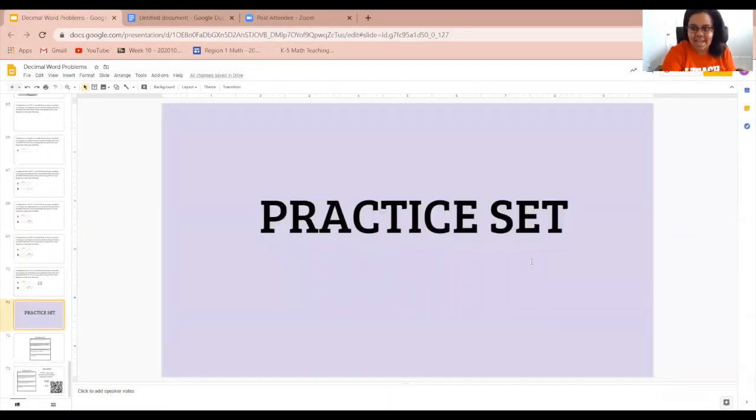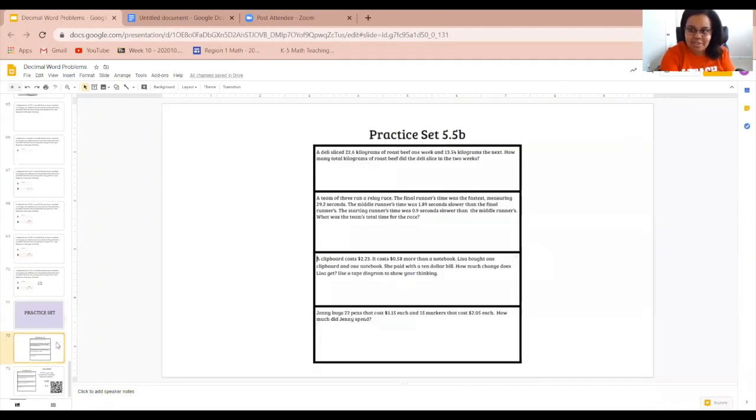So that brings us to our practice set. Your practice set today, I've pulled 4 problems for each of you to practice with. One of them, you'll notice, is the problem we just started together. A clipboard costs $2.23. It costs 58 cents more than a notebook. And we just determined together that a notebook costs $1.65. So, knowing that, if Lisa bought one clipboard and one notebook, and she paid with a $10 bill, can you figure out how much change Lisa would get back?